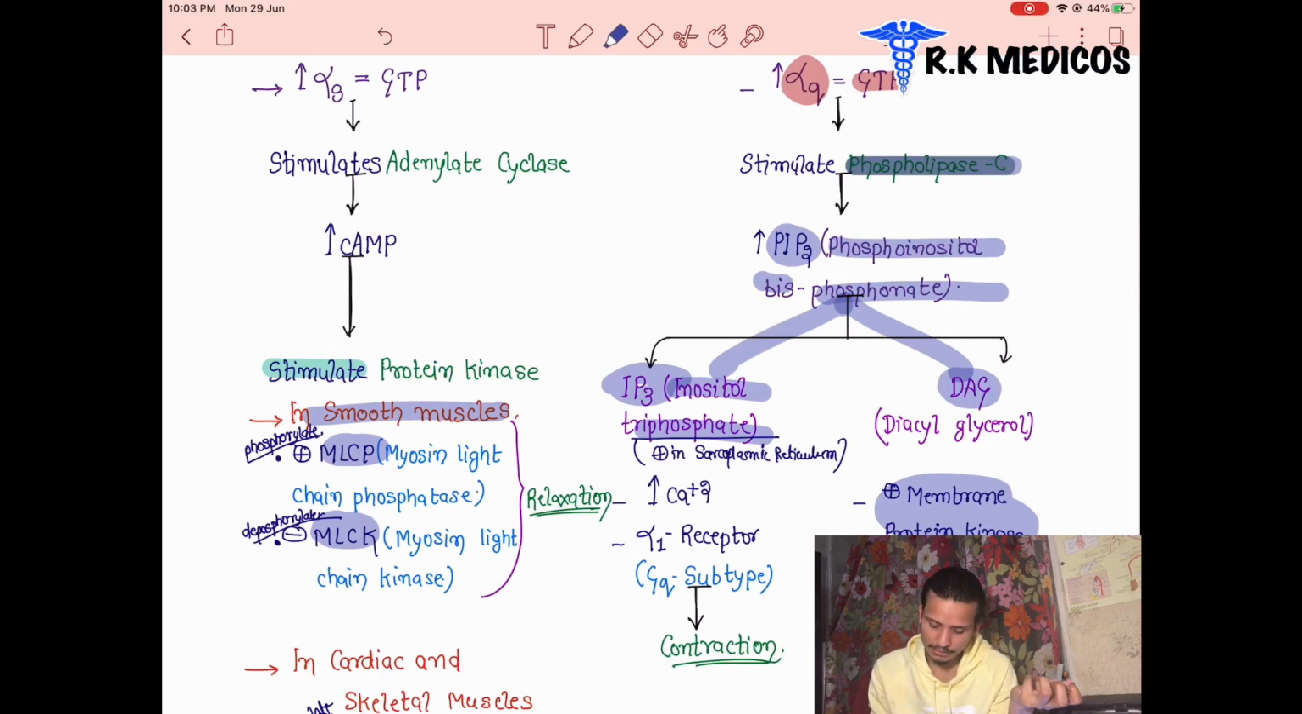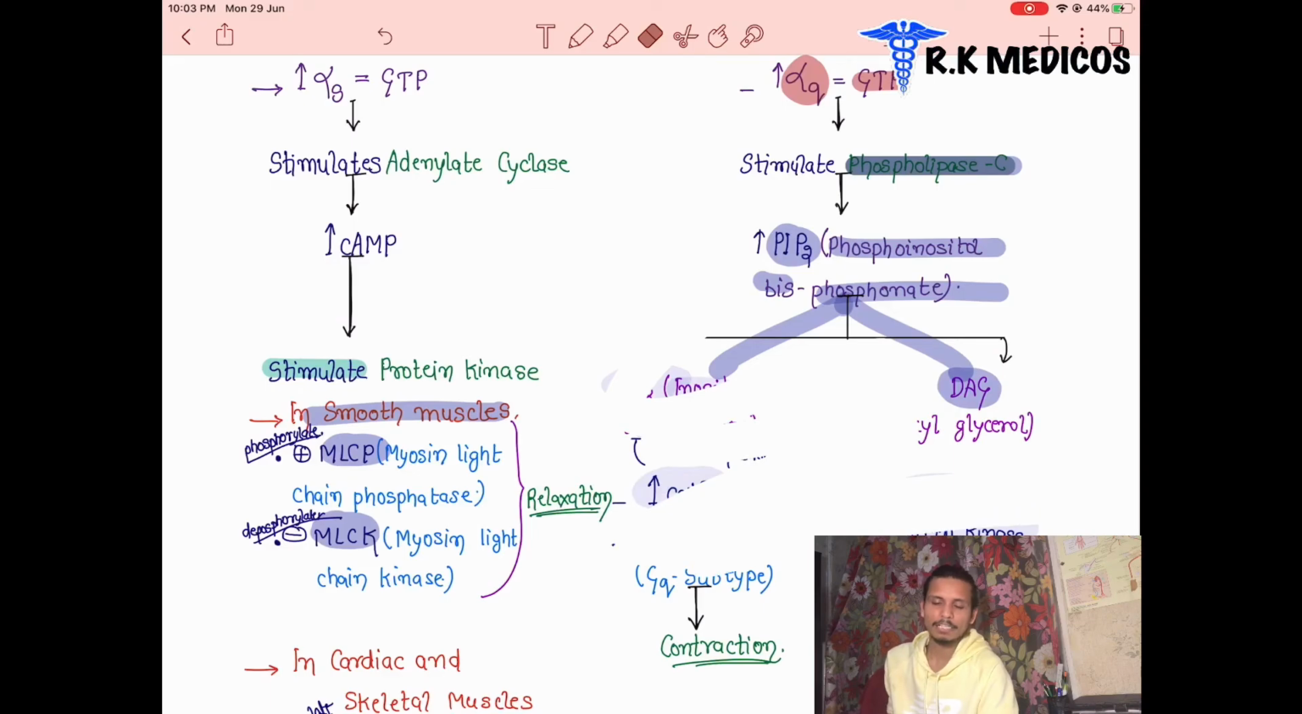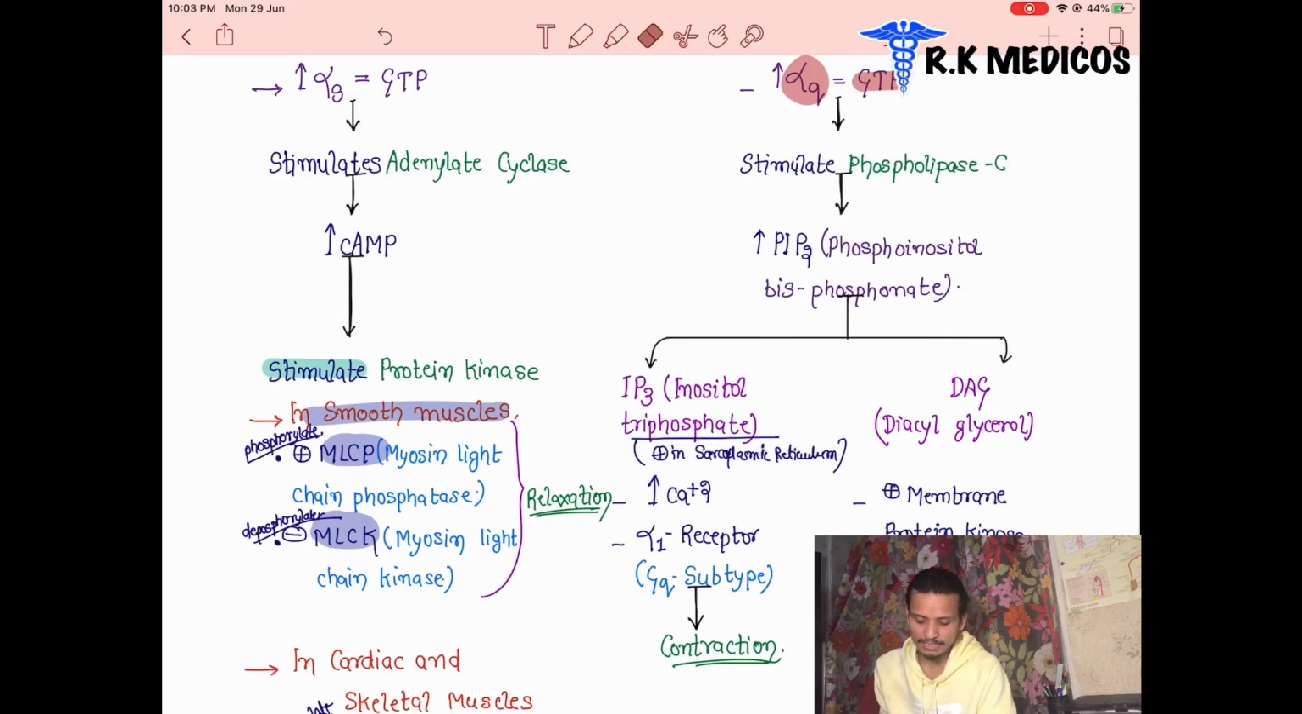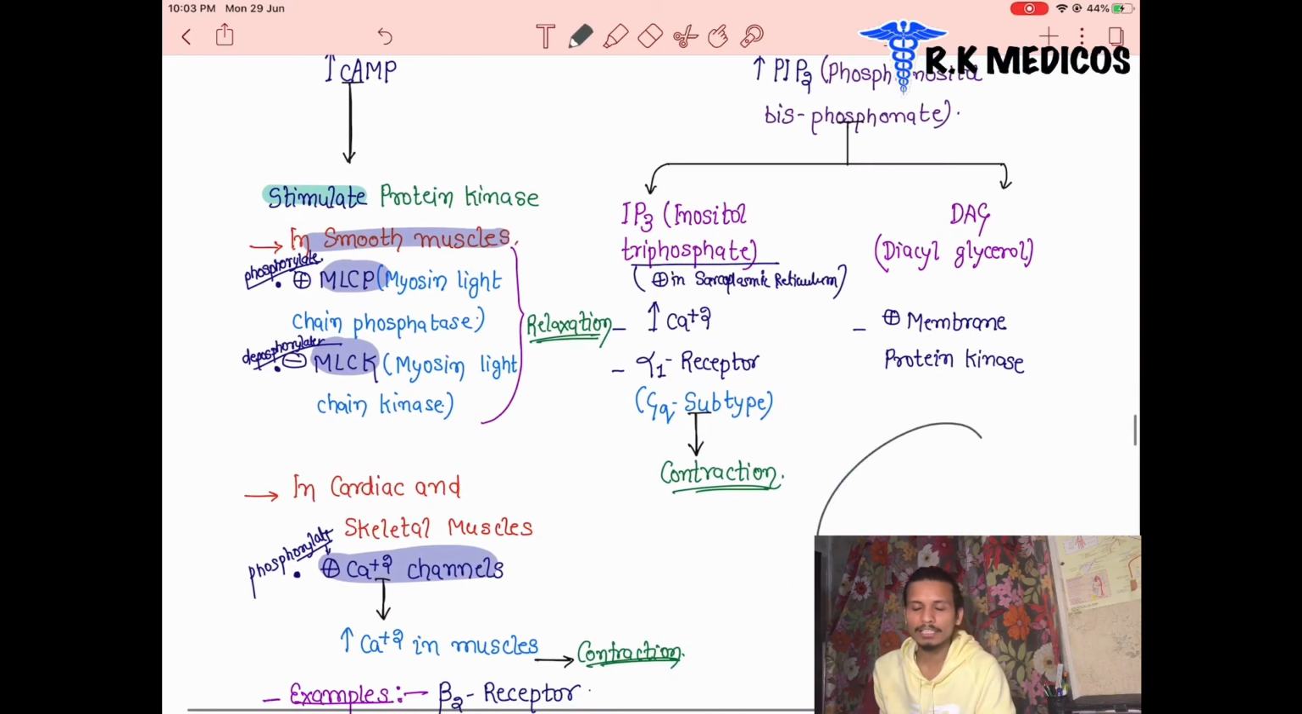The diacylglycerol is basically present on the membrane, and it is activating protein kinase. The inositol triphosphate is activating the calcium channel and the alpha 1 receptors. They are basically activating the alpha 1 receptors and calcium channels, and DAG is activating the membrane protein kinase.